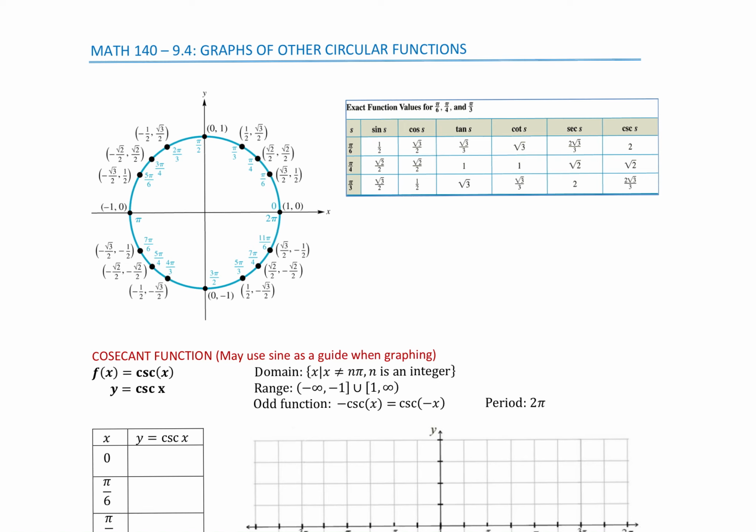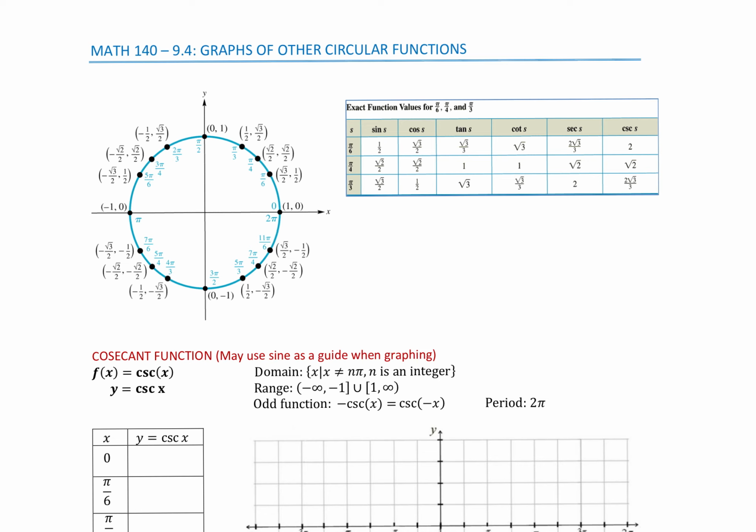In 9.4, we are going to graph the rest of the 4 trig functions. Now, the focus in this section is just to see the graphs of these 4 remaining trig functions, not necessarily to do the transformations. We really want to focus our transformations on sine, cosine, and maybe a little bit on the tangent and the cotangent, but not the reciprocal functions cosecant and secant.